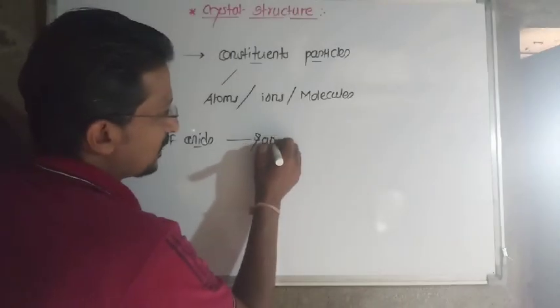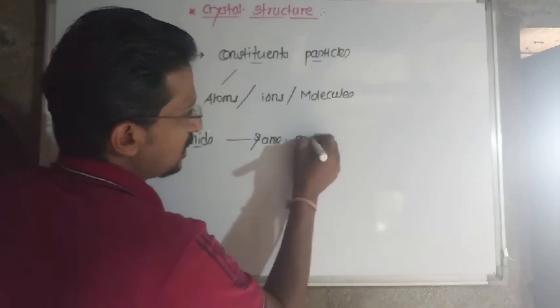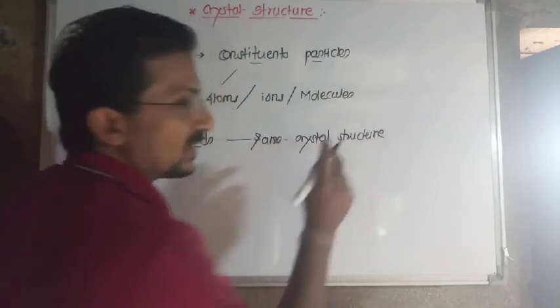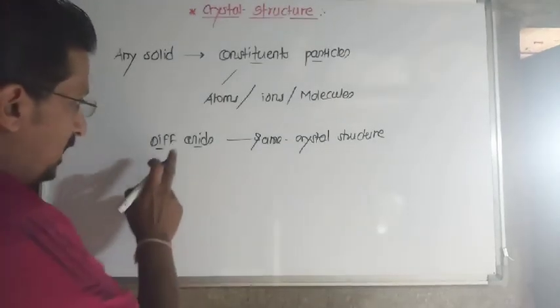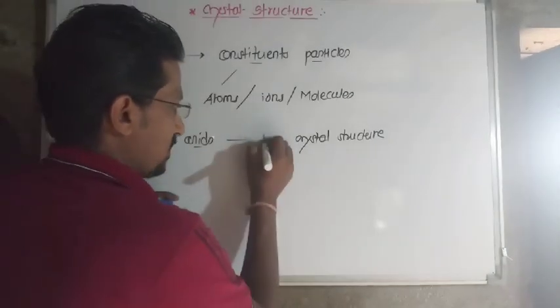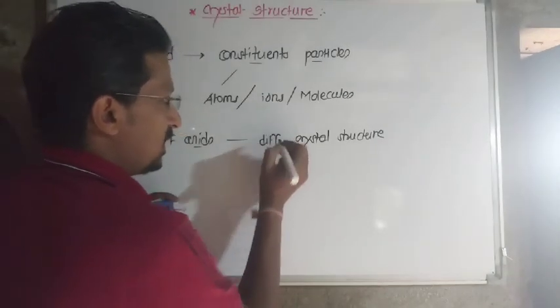Now if you consider different solids, do different solids have the same crystal structure, or do they possess different crystal structures? Yes, different solids do not have the same crystal structure; different solids have different crystal structures.